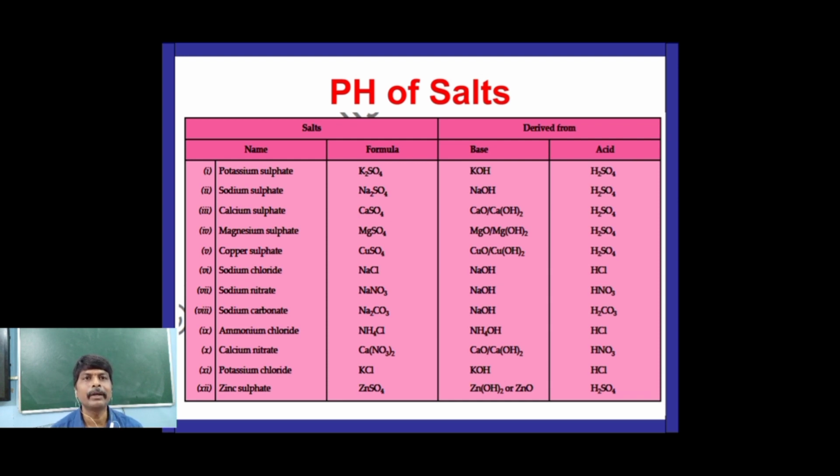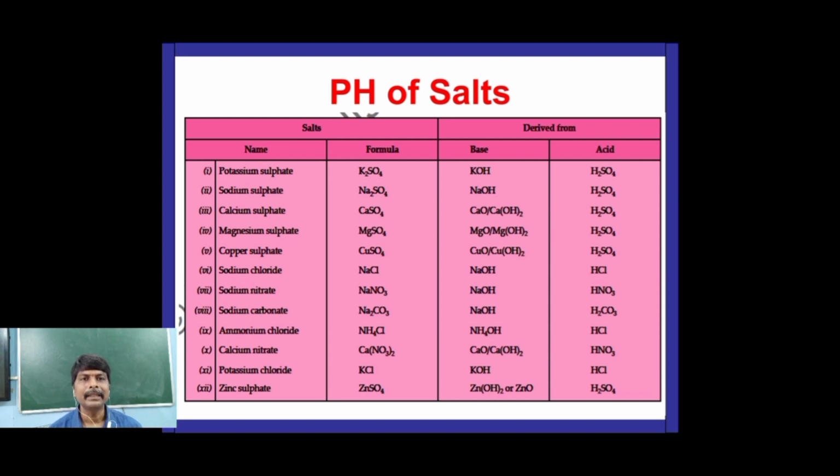Take one more example, sodium sulfate. Formula is Na2SO4. What is the base? Sodium hydroxide. Acid is sulfuric acid, that is H2SO4. Third one is calcium sulfate. Base is calcium hydroxide, its formula Ca(OH)2. Acid is sulfuric acid, H2SO4.